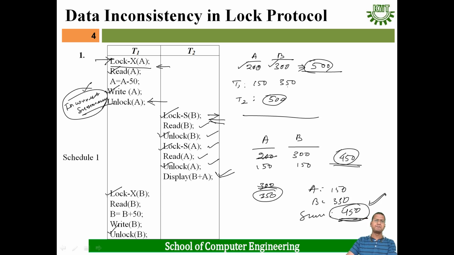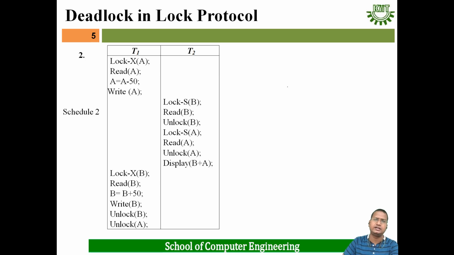That means we can say the lock-based protocol cannot solve the problem of incorrect summary concurrency problem. Okay, this is all about data inconsistency in lock protocol. We have seen this. Now we'll see deadlock in lock protocol. Actually, why does this problem arise?